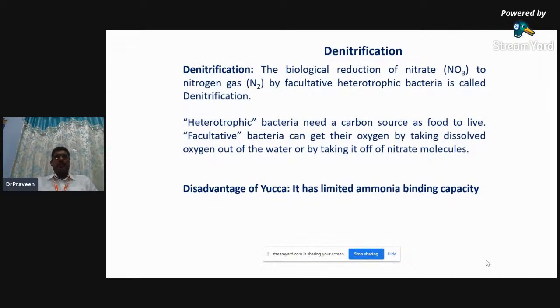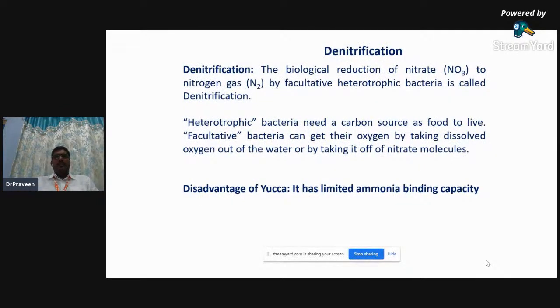And the second step, after nitrification, is denitrification. In denitrification, there are some other bacteria. They take care of converting nitrate to nitrogen gas, and these are particularly facultative heterotrophic bacteria. Heterotrophic bacteria need a carbon source as food to live. And facultative bacteria can get oxygen by taking some DO from the water also.